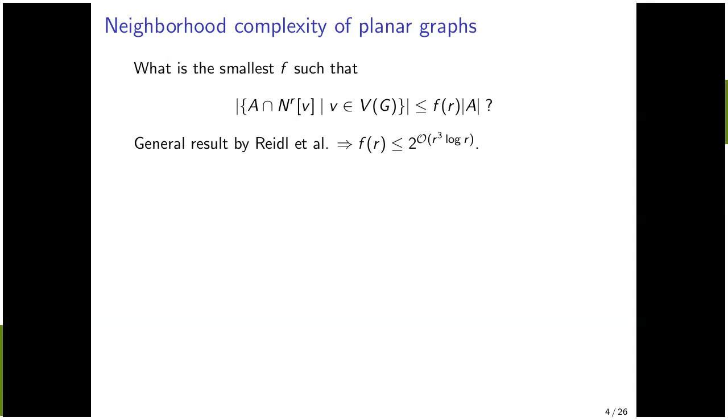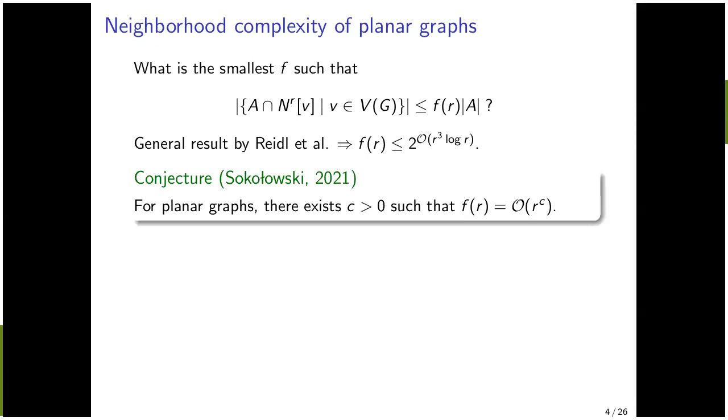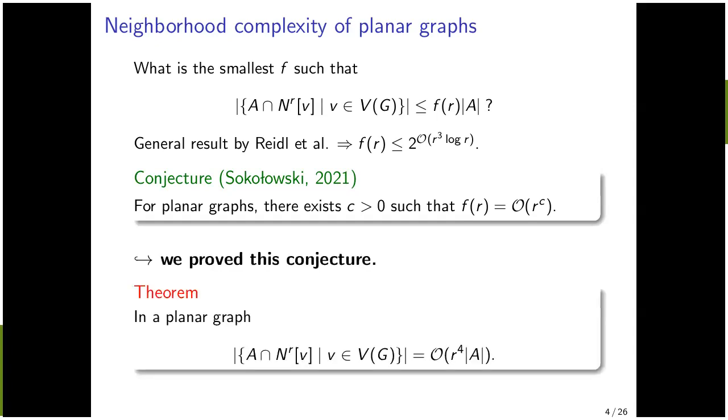So the result I just mentioned before shows that f of R exists, and actually it also gives an effective upper bound: f of R is at most 2 to some polynomial. Okay, so this is an explicit upper bound, but it's not very precise. And it was recently conjectured that actually f can be taken to be a polynomial in R. So this is the conjecture, and we solved this conjecture.